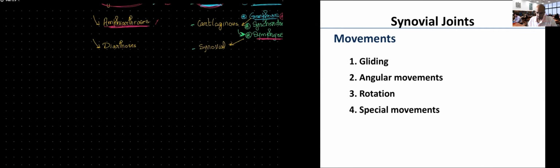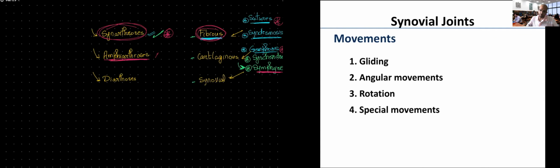So what do you think? Are the synovial joints synarthrosis, amphiarthrosis, or diarthrotic joints? Do I have no movement of the synovial joints? Do I have slight movement, or do I have a high degree of mobility? I am a diarthrosis. What do you think? Synovial joints are freely movable. They are diarthrotic joints.